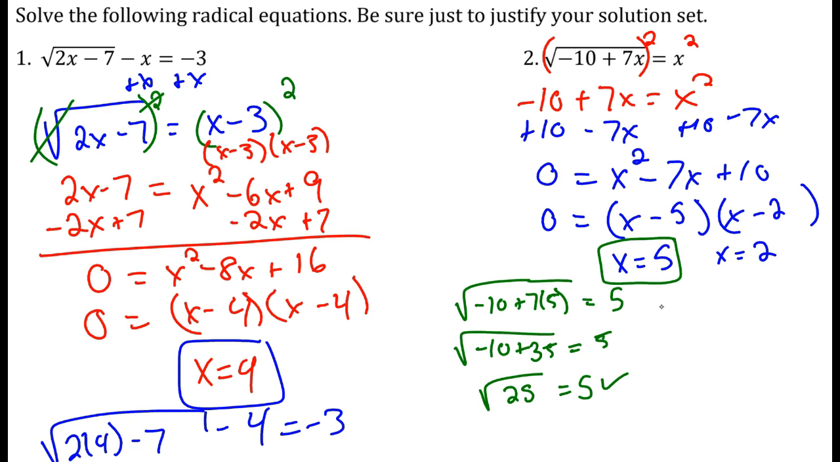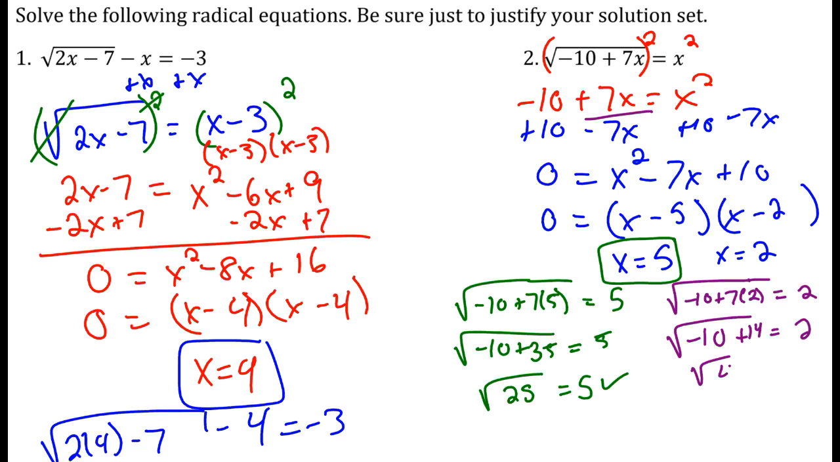Now we get to check x equals 2. The square root of negative 10 plus 7 times 2 equals 2. So 2 is a solution to this quadratic. It's a solution to these equations, but is it actually a solution to the original equation? The square root of negative 10 plus 14 is the square root of 4. Does the square root of 4 equal 2? It does. So x equals 2 also checks out. There's no extraneous solutions here. They are both in the solution set.